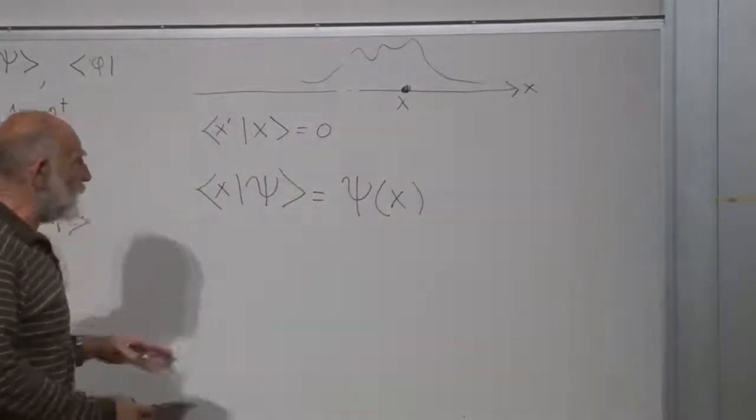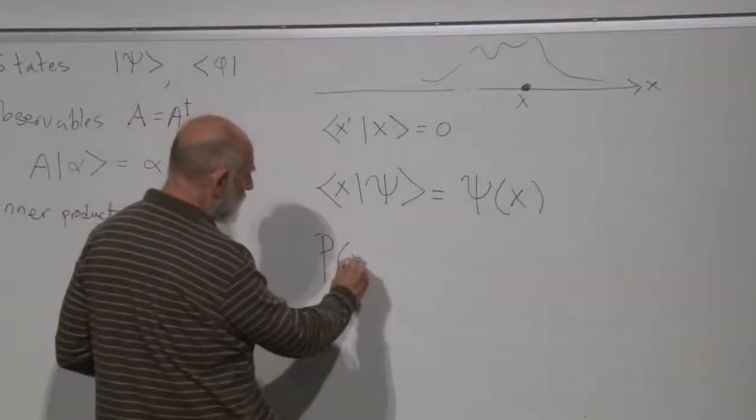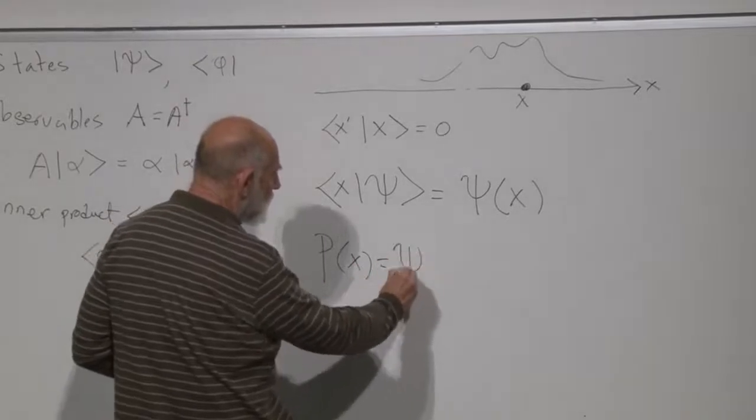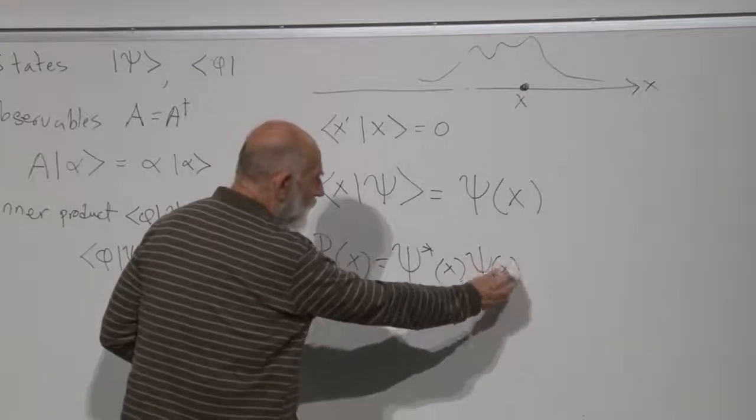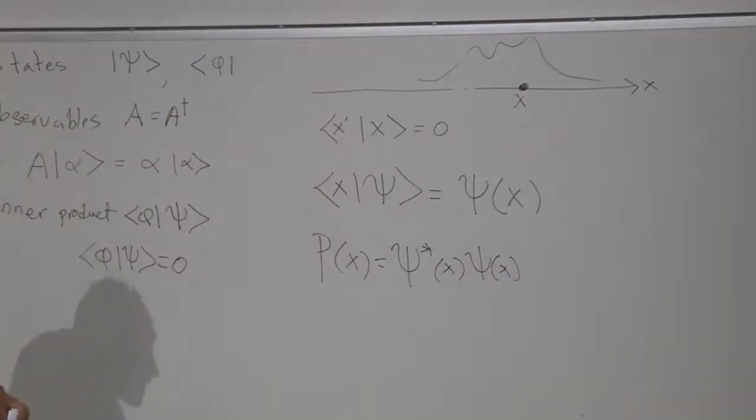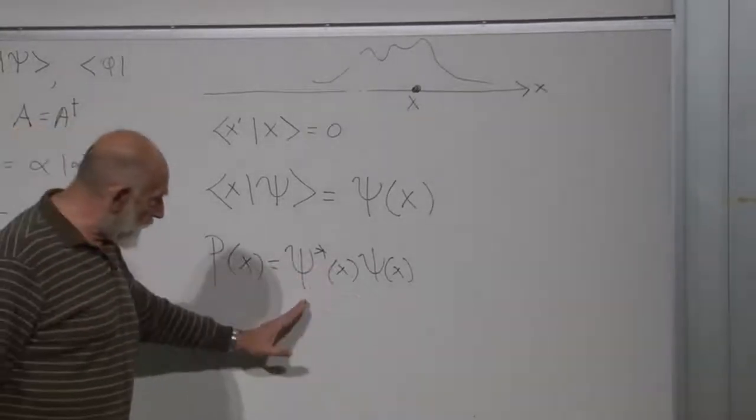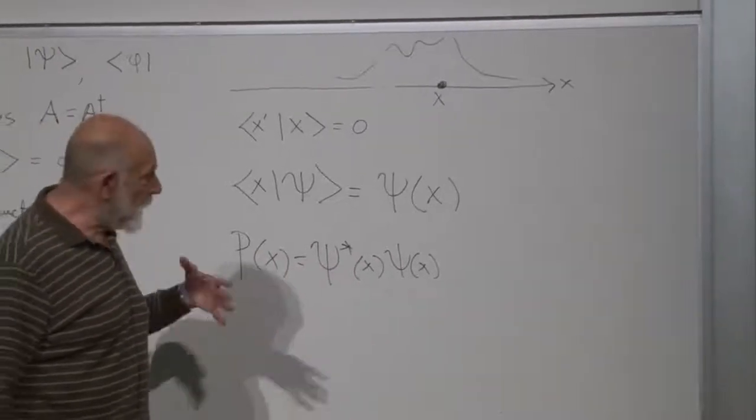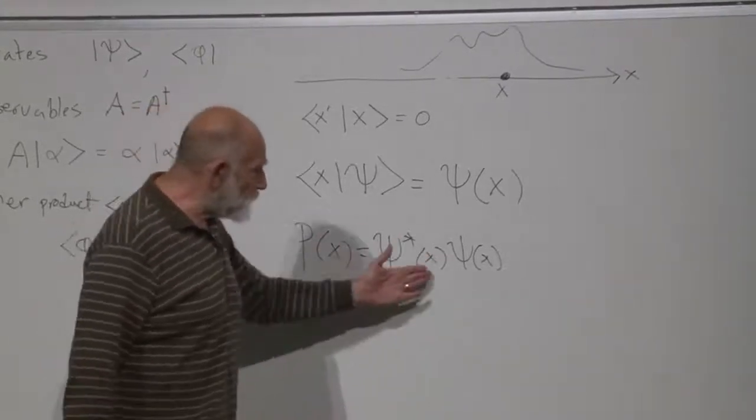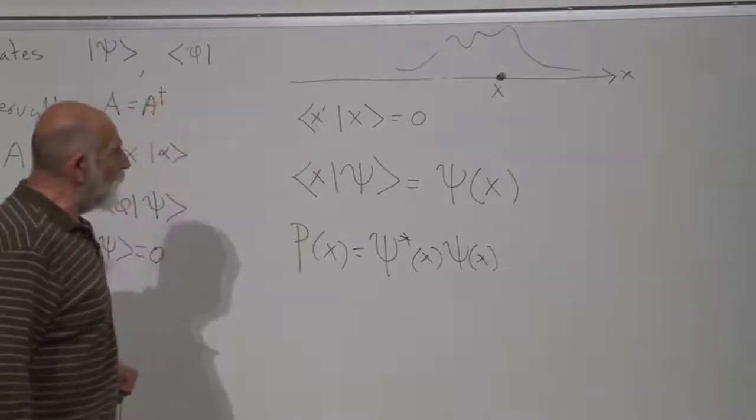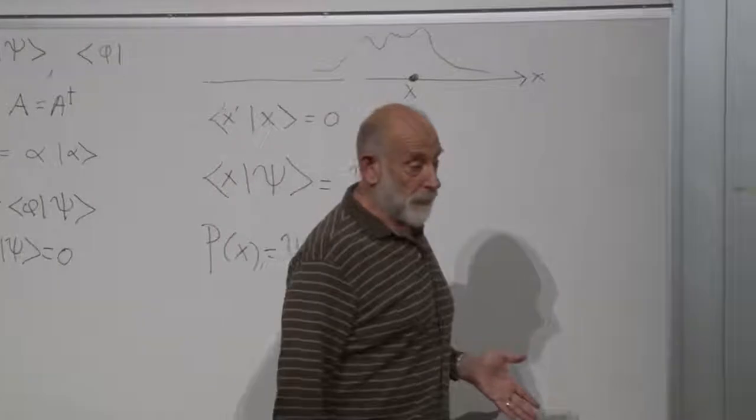But it's not quite that. The probability itself, let's call it P of x, is the product of the wave function times its complex conjugate. The wave function times its complex conjugate is positive. Any complex number times its own conjugate is always positive. Probabilities are always positive. Psi of x's are generally complex numbers.